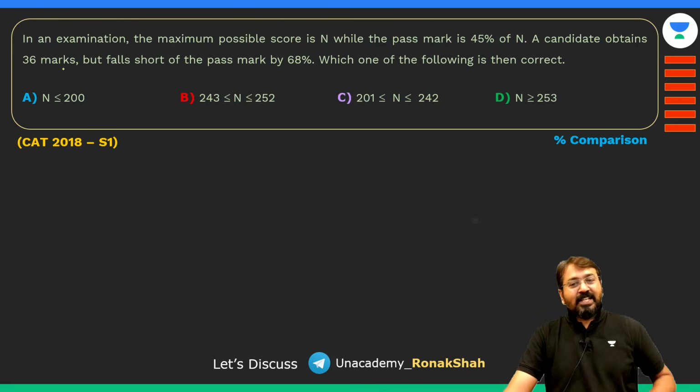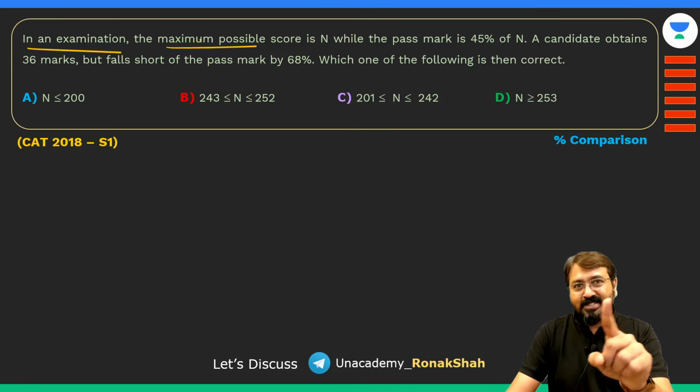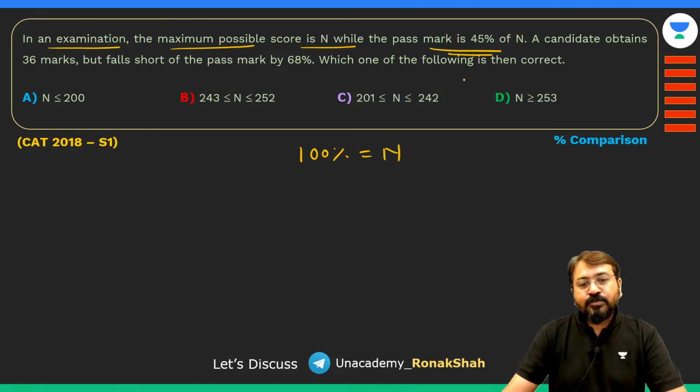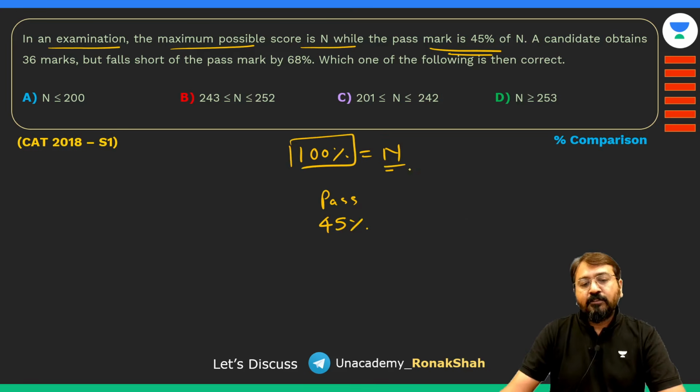Chalo. So let's look at this question. In an examination, and we are going to use some smart approach over here for this question. In an examination, the maximum possible score is n. So guys, we normally take maximum percentage as 100%. So they are saying n is 100%. The pass marks is 45% of n. So can I say pass marks are just 45%? If total marks, maximum marks are 100, we are calling it n, so pass marks are 45%.